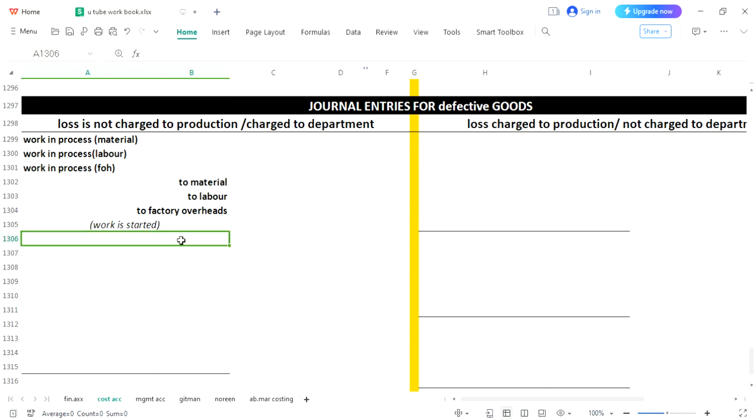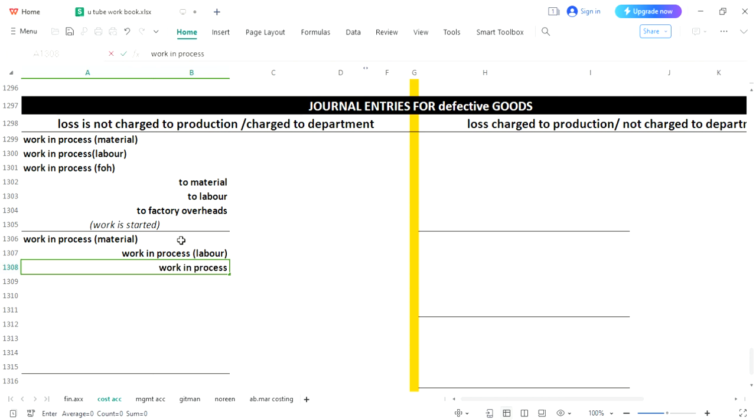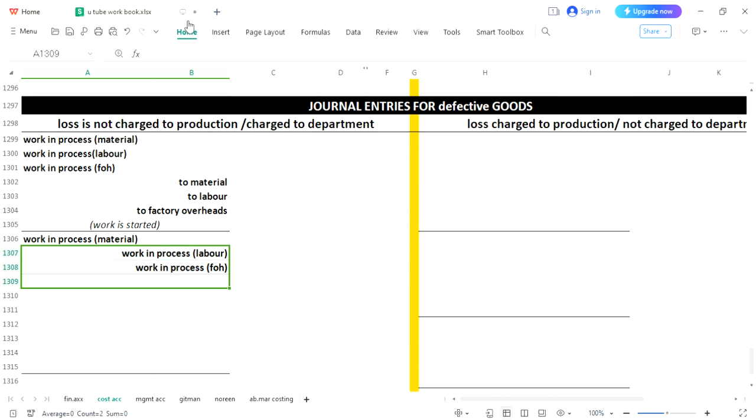So what we will do, there are damaged goods, we will again start or rework, we will again start our work in process upon damaged goods by putting some material. Secondly, we will start again work in process by putting some labor workers upon damaged goods. And thirdly, work in process will be restarted by using some electric power or factory overhead. In this way, you can see the entry is similar to our first entry because it's for reworking.